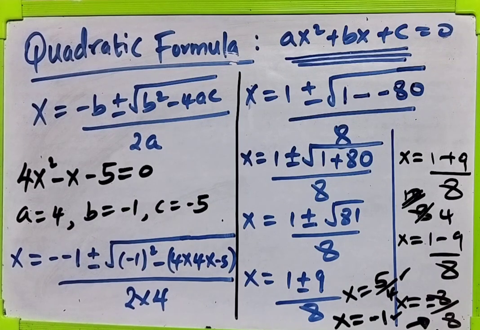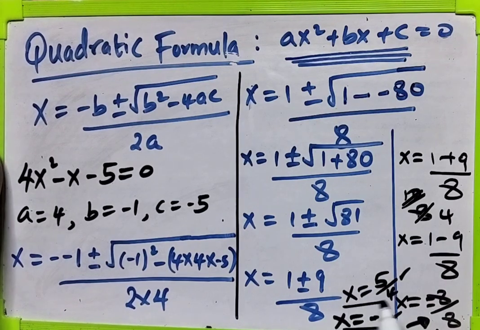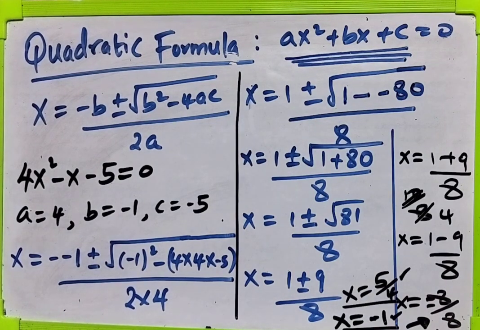The two answers gotten are called roots. So we have negative 1 and also 5 over 4. These are the roots. These are the solutions of the variable x in this quadratic equation.